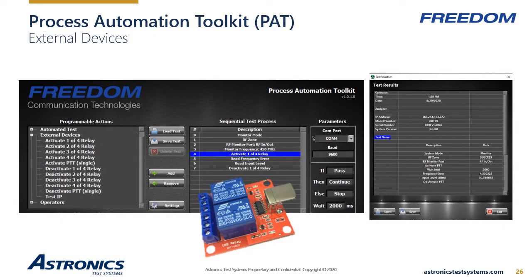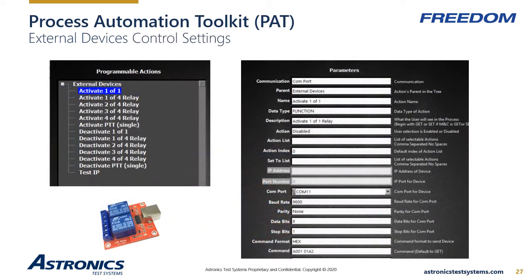PAT has the capability to control external devices connected to a USB port, such as relays or switches. External device comms port setup is achieved on this screen, where we can select the comm port, the bit rate, the parity, data bits, stop bits, and such. The format is currently in hex, and the program will convert the required command that goes to the relay or the switching into the hex format.